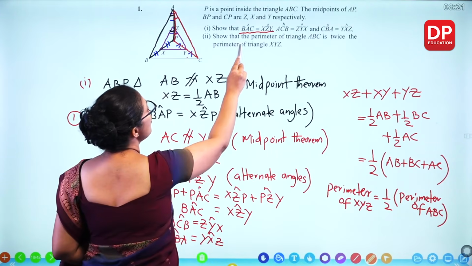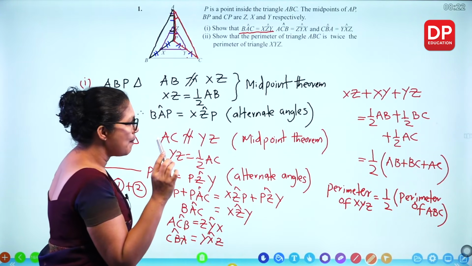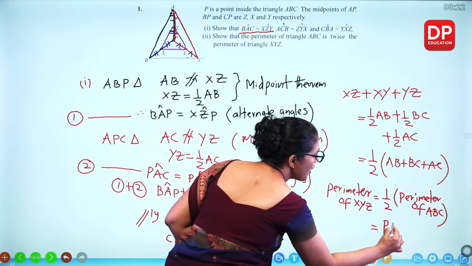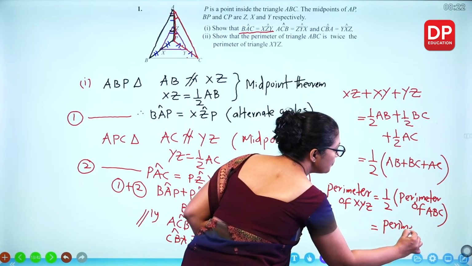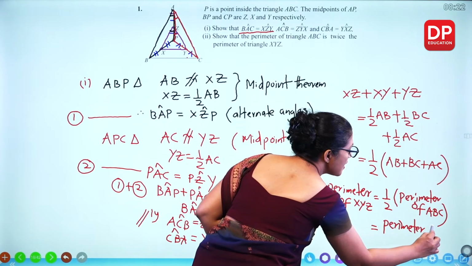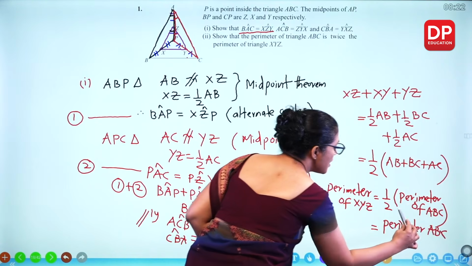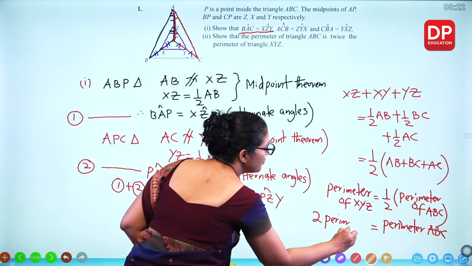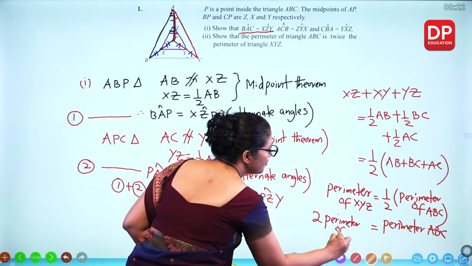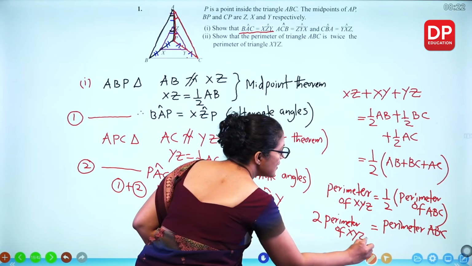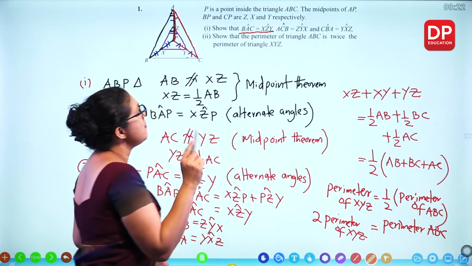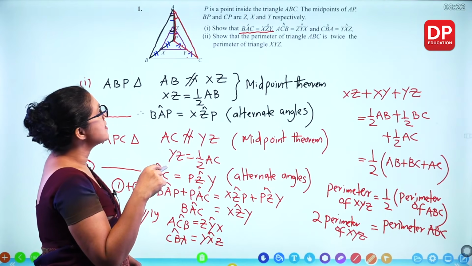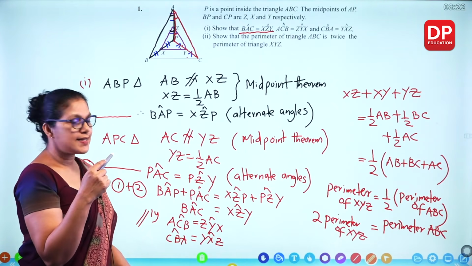So, show that the perimeter of the triangle ABC. Then, what's the perimeter of ABC? You can multiply by 2. So, perimeter of ABC becomes 2 times the perimeter of triangle XYZ. So, that's what it says. Show that the perimeter of triangle ABC is twice the perimeter of XYZ.